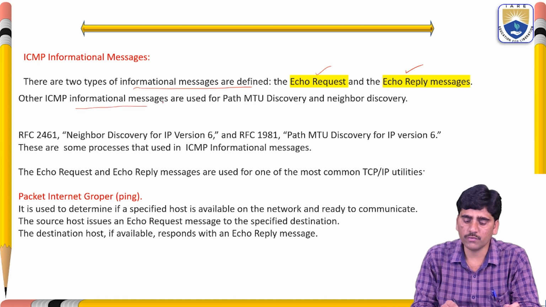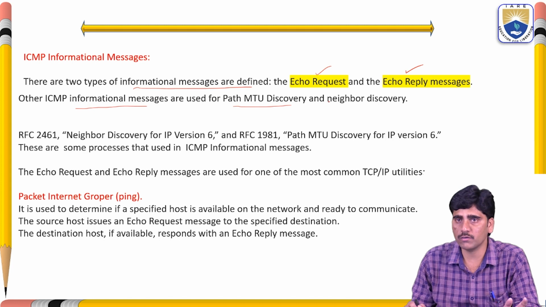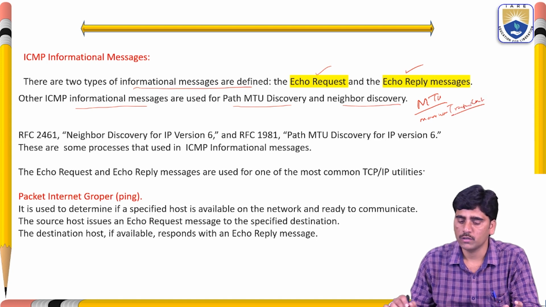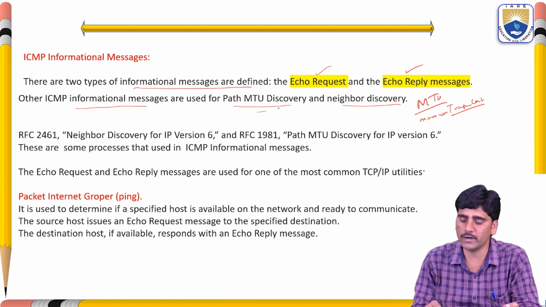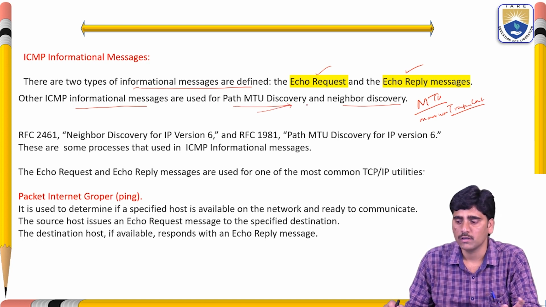Other ICMP informational messages are used for path MTU discovery and neighbor discovery. Here MTU stands for maximum transmission unit. To identify all these discoveries, the ICMP informational messages are required.